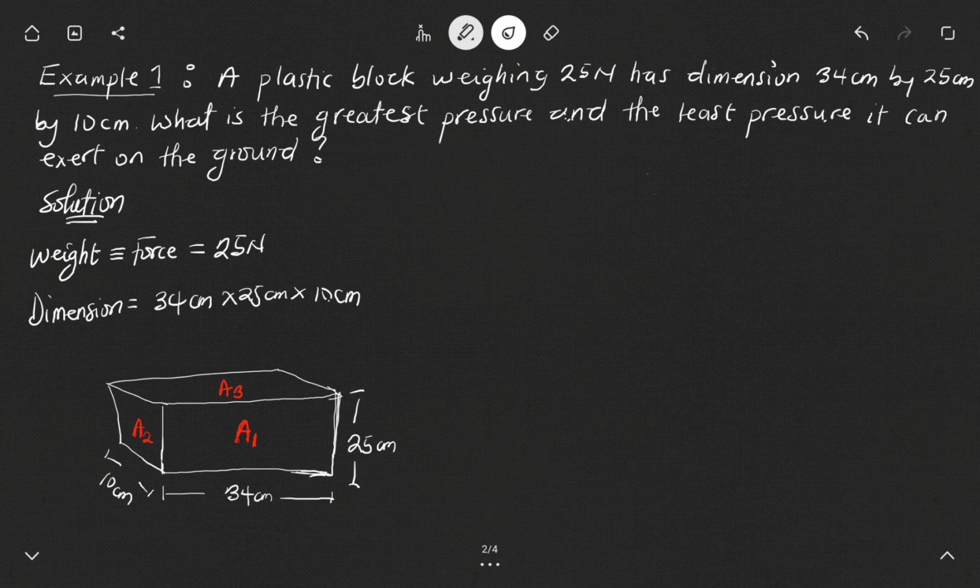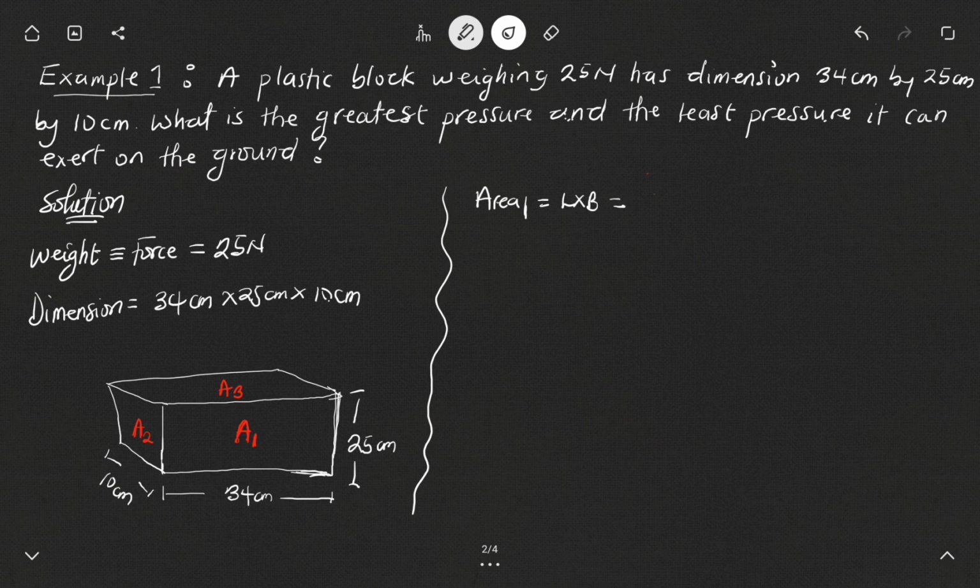Now, in order for us to calculate the pressure that each of these surfaces can exert on the ground, we first of all need to calculate the area of these surfaces. So let's go ahead and look at area 1, area 2, and area 3. Calculating area 1: area 1 is equal to length times breadth.